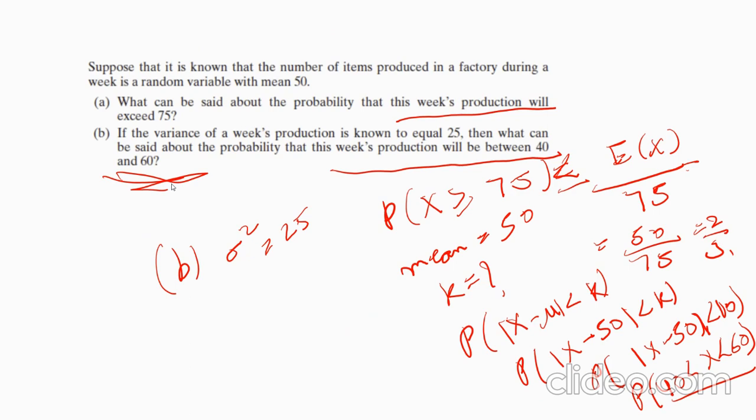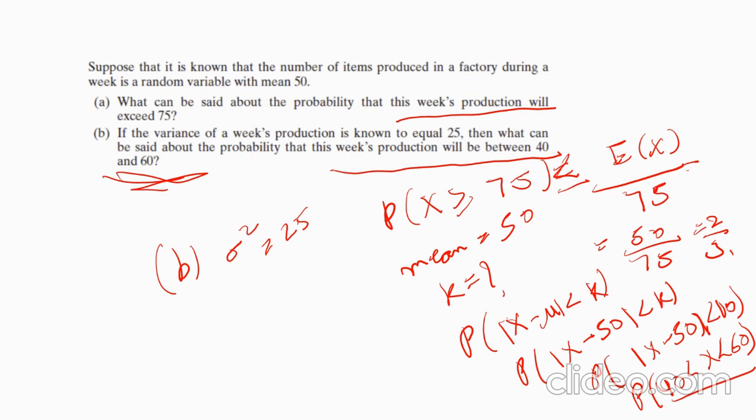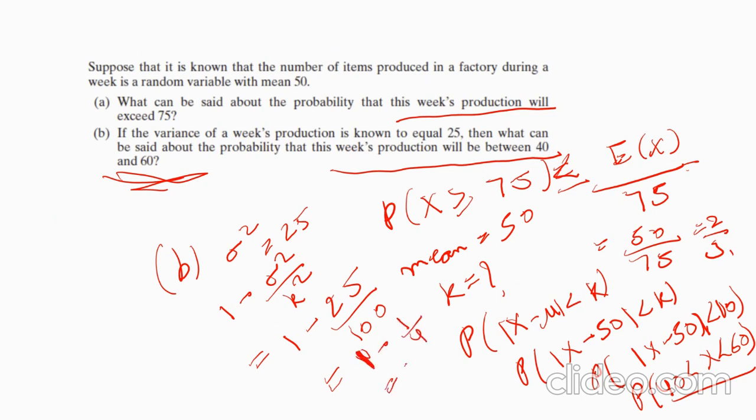Okay. So now we know that probability that x minus mu less than k is greater than or equal to 1 minus sigma square by k square. So it will be 1 minus sigma square by k square. Right? So 1 minus sigma square is 25 and k square here is 100. So what will it be? It will be 1 minus 1 upon 4. So it will be 3 upon 4, that will be the answer.